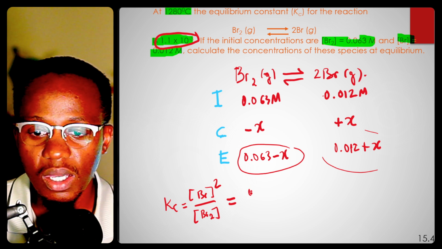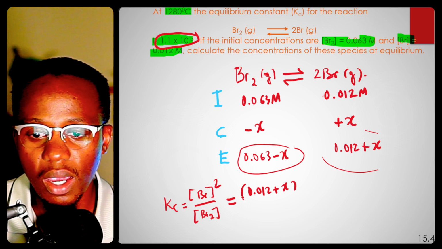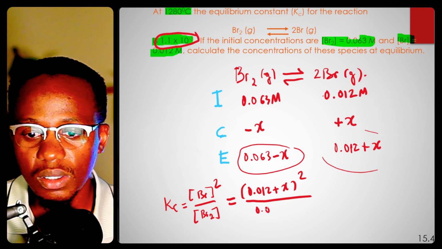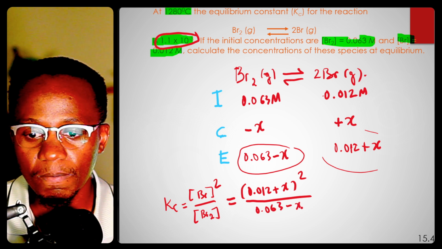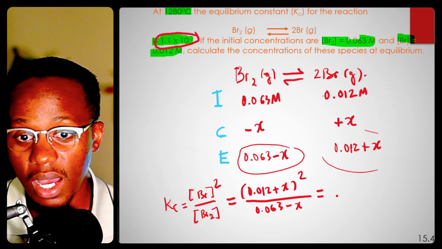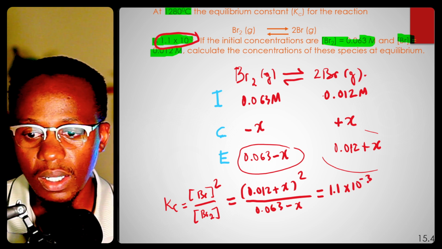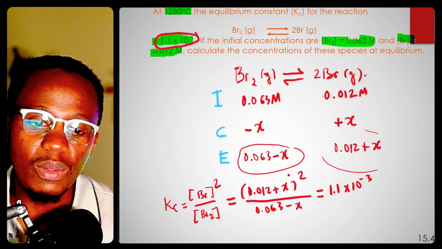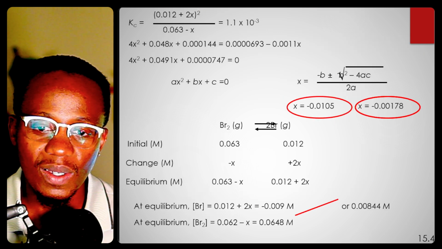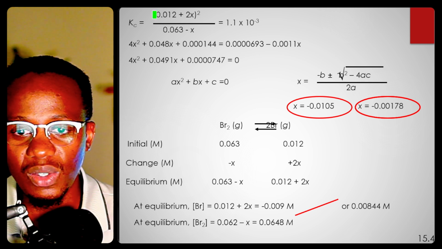So this is going to be 0.012 plus x squared over 0.063 minus x. And it's going to be equal to what? To the number that we have, 1.1 times 10 to the negative 3, right? So these are the numbers, and then we solve for x. Do you remember how to solve for x? Because this is going to be a quadratic formula, but you already know how to do that.